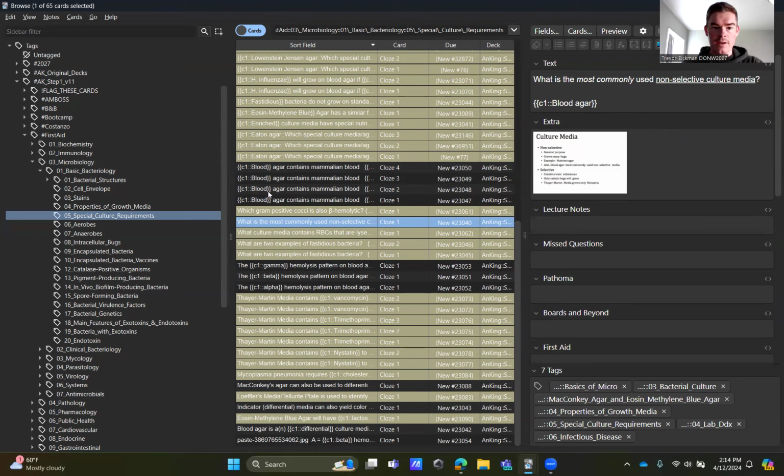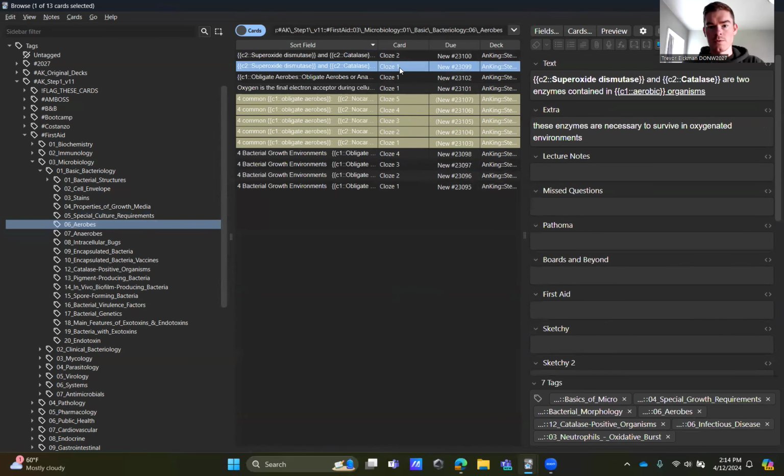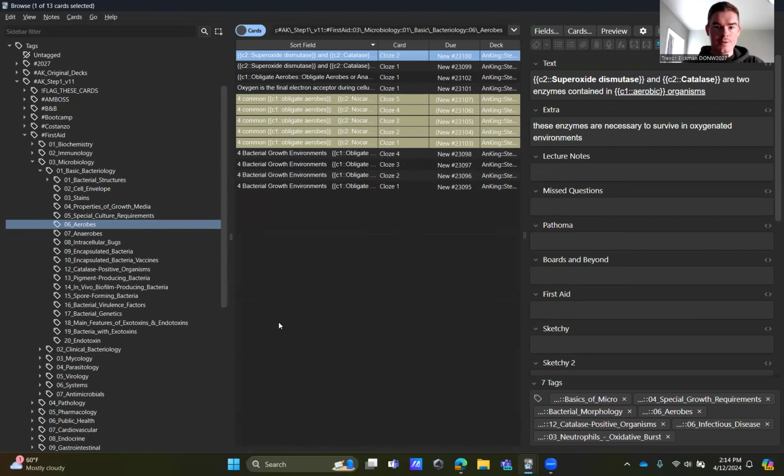Then you can come up above that and you'll see these four that say blood. Those ones are good to have as well. Then we're going to go into aerobes. This one's really easy. You're going to grab the first four and the last four.